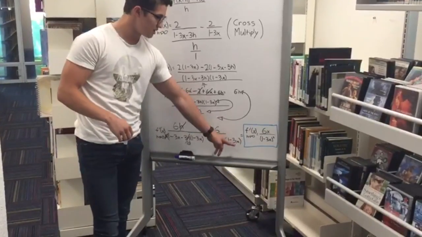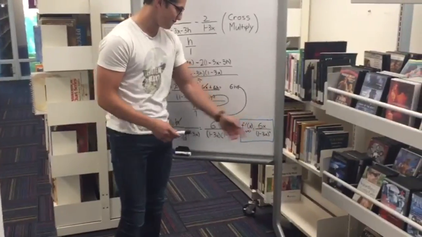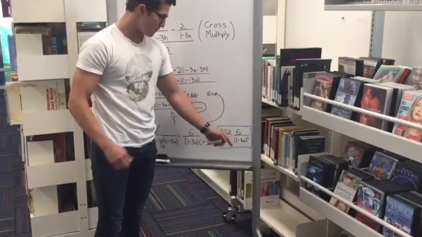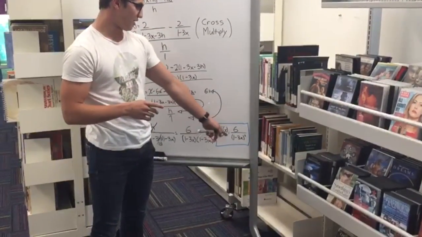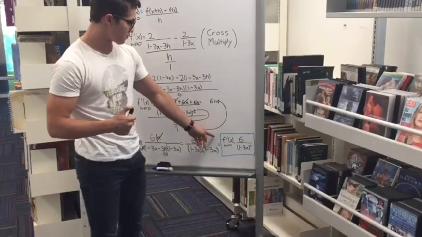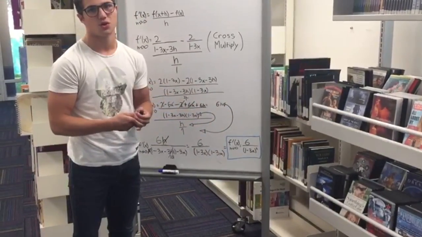So if we simplify this, we'll end up with the answer, which is again 6 over 1 minus 3x squared, which will be our answer. The f prime of x as h approaches 0 is 6 over 1 minus 3x squared.